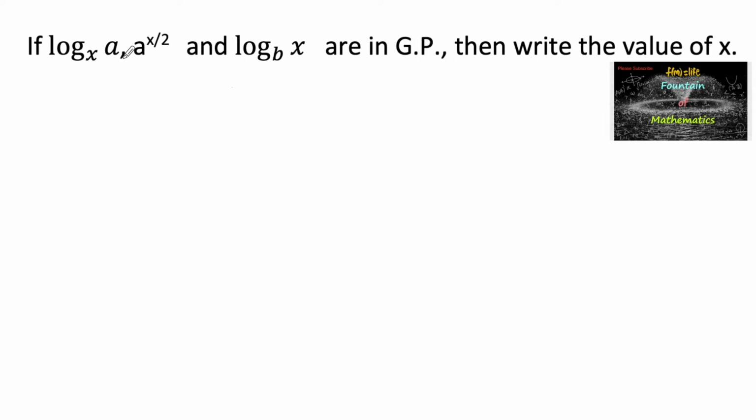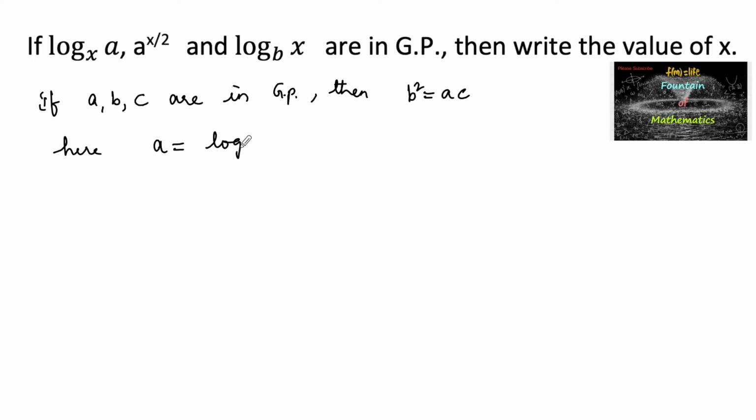If log a to the base x, a to the power x by 2, and log x to the base b are in geometric progression GP, then write the value of x. We know that if a, b and c are in geometric progression, then we have b squared equals a into c. So here let us consider a equals log a to the base x, b equals a to the power x by 2, and c equals log x to the base b.